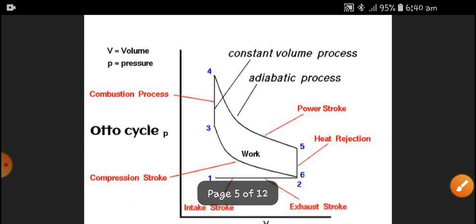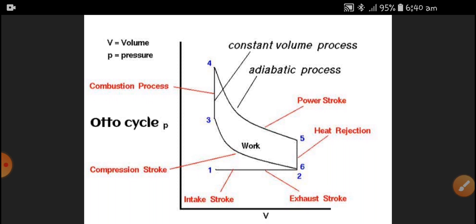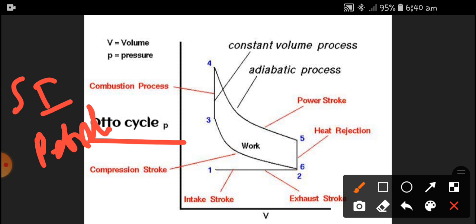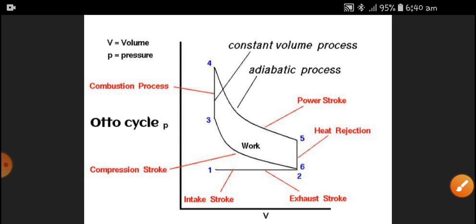And next is the Otto cycle. So it is an actual cycle. It is an actual cycle of a heat engine. Most of the SI engines or petrol engines are working in an Otto cycle. So the Otto cycle has constant volume heat addition as well as constant volume heat rejection. Generally, all two-stroke and four-stroke petrol engines are following this Otto cycle.